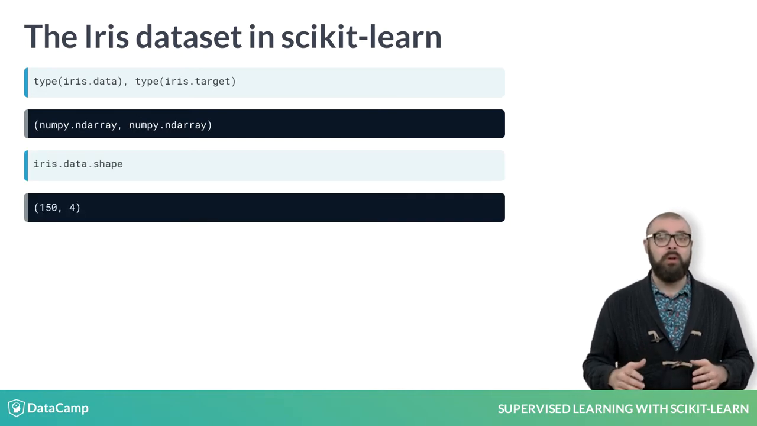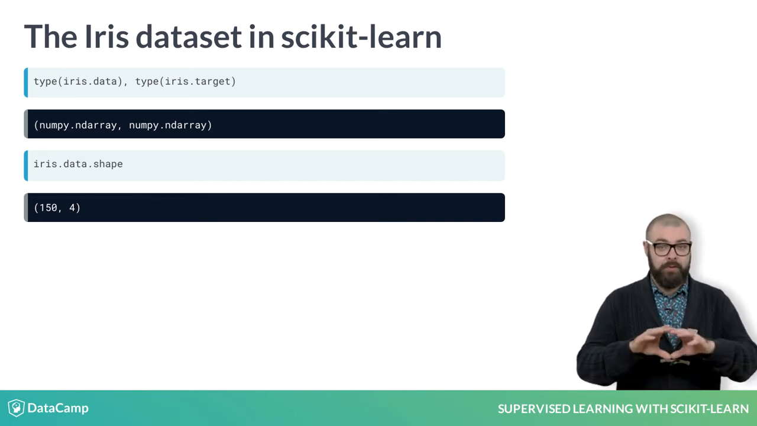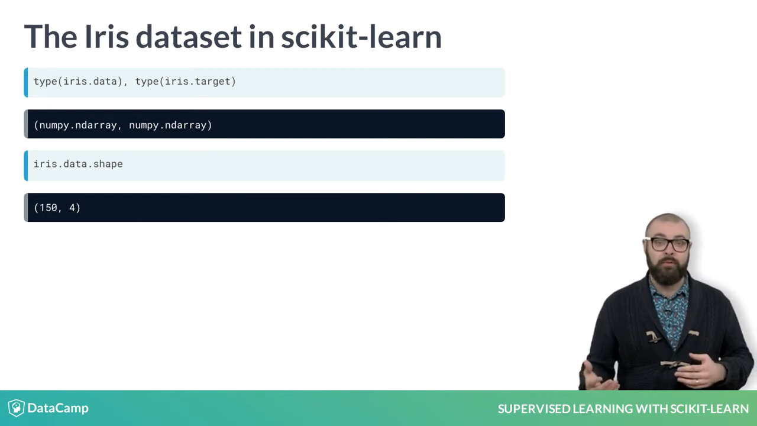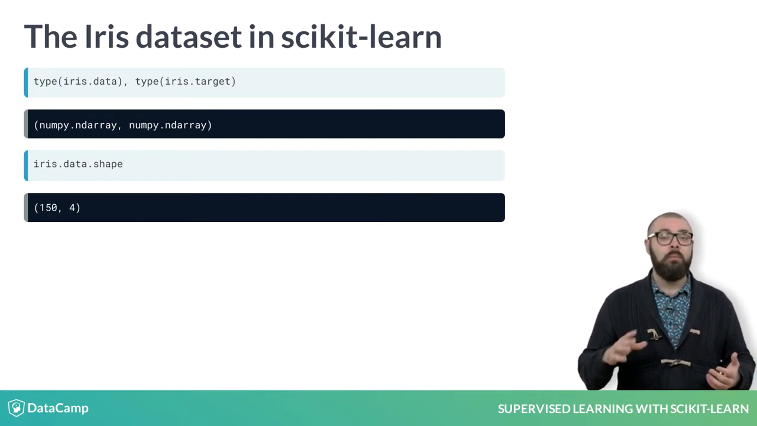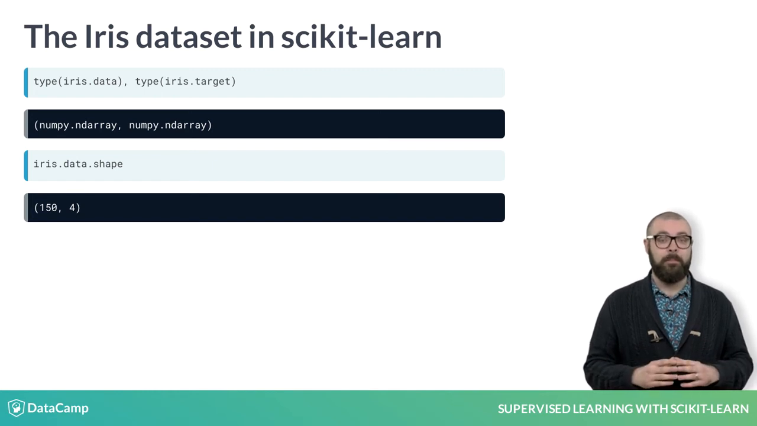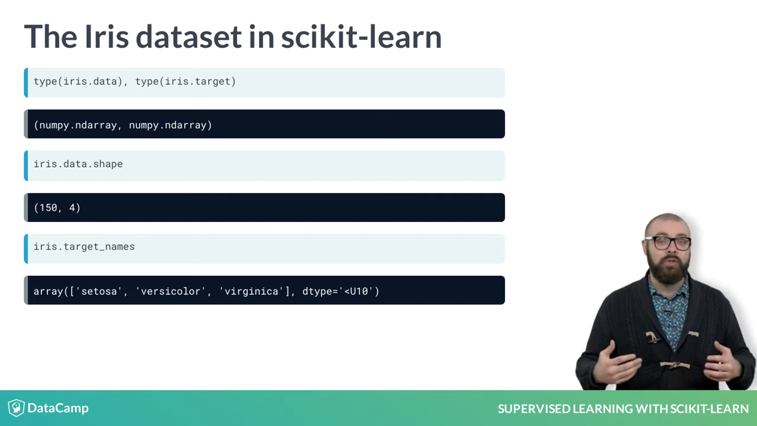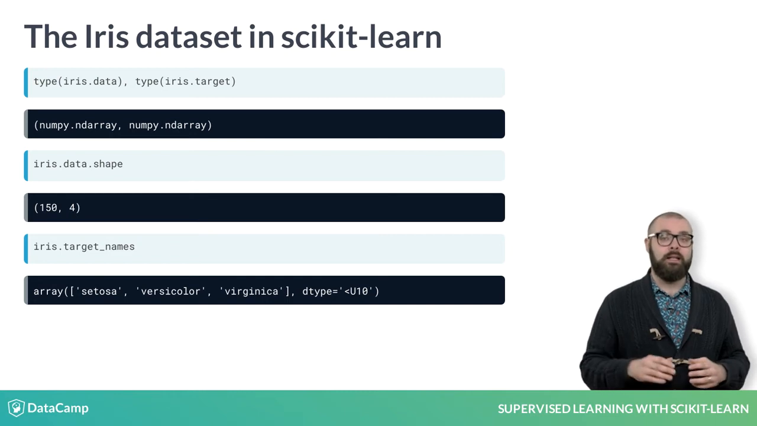The .shape attribute of the feature array tells us that there are 150 rows and 4 columns. Remember, samples are in rows, features are in columns. Thus, we have 150 samples and the 4 features, petal length and width, and sepal length and width. Moreover, note that the target variable is encoded as 0 for setosa, 1 for versicolor, and 2 for virginica. We can see this by printing iris.target_names, in which setosa corresponds to index 0, versicolor to index 1, and virginica to index 2.